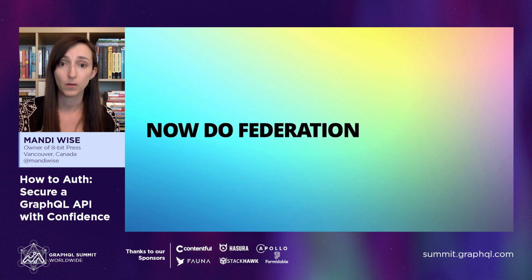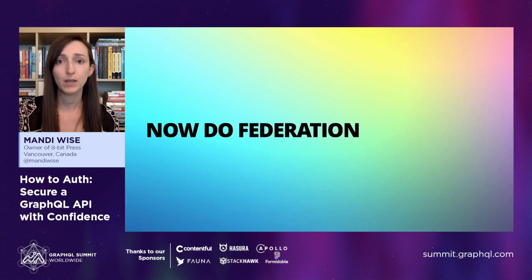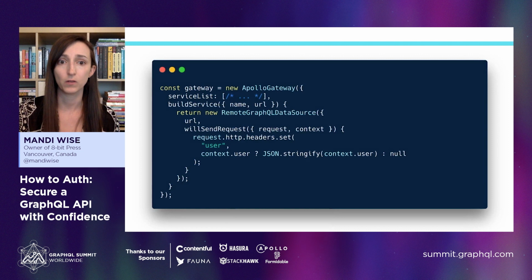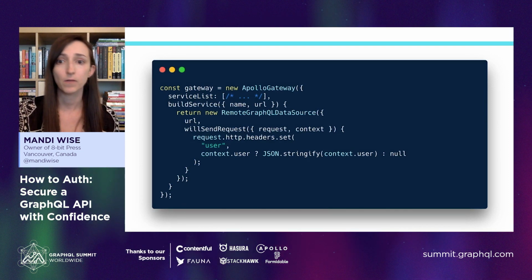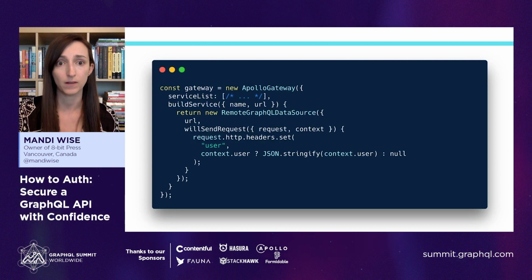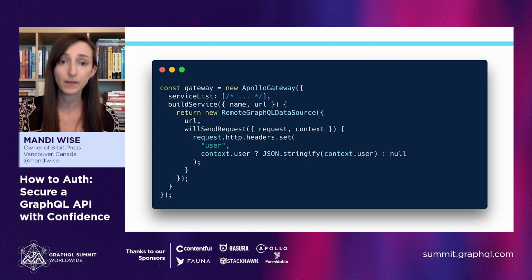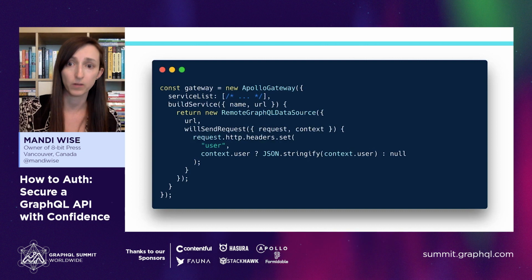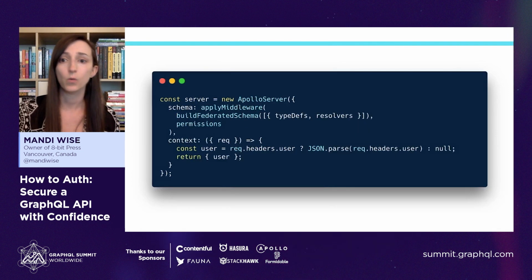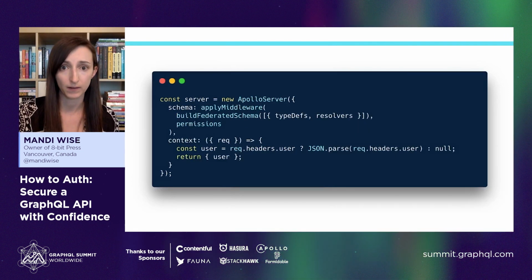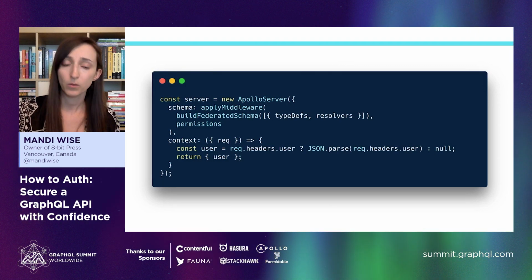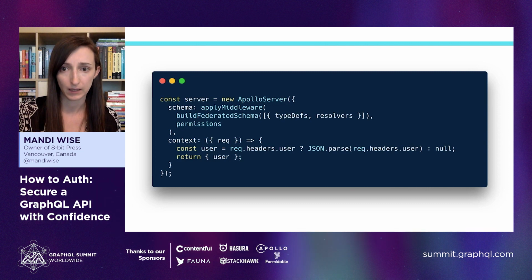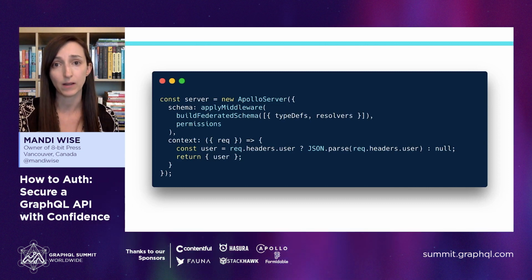So to do this, when configuring the gateway, we can make use of the build service option to extract the decoded user token from the gateway API's context and then forward it on in the headers of the request to the implementing services. Then, in the Apollo server constructor for the implementing service, we can once again extract the user from the request headers and add it to the context for that Apollo server. And we don't need to worry about verifying the JWT again here, because that would have already been done at the gateway level of the API.